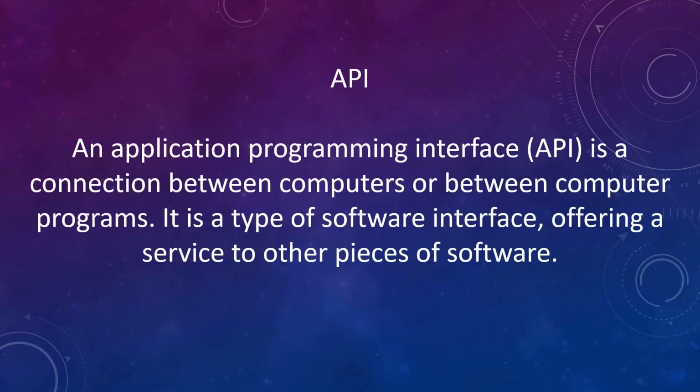Let us understand what is an API. The definition of API is given below. An Application Programming Interface, API, is a connection between computers or between computer programs. It is a type of software interface offering a service to other pieces of software. I want to emphasize here it is a software interface offering services to other pieces of software.